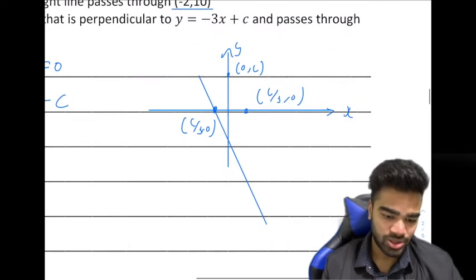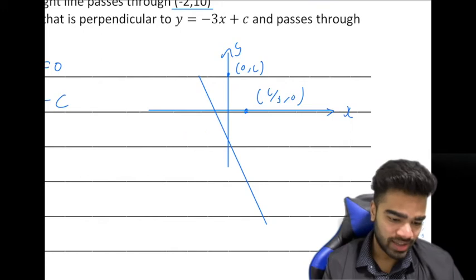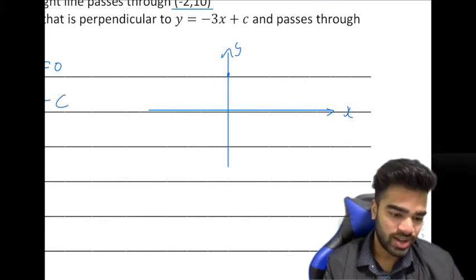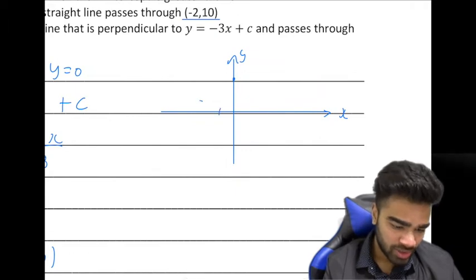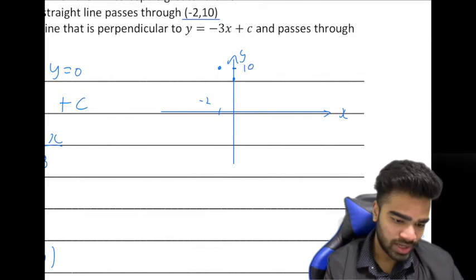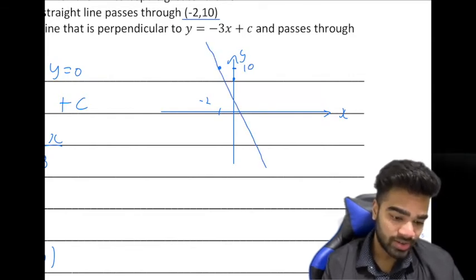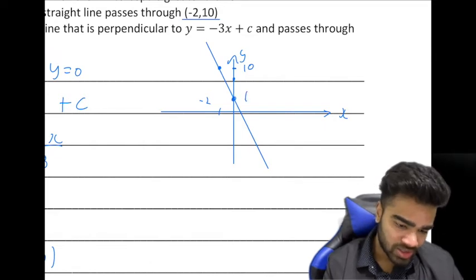So pretty much, if I had to show this again graphically, all of this has to do with the graphs, guys. This equation, which has a gradient of negative 3, has to pass through negative 2 and 10. So negative 2 is here, 10 is going to be all the way up there. So negative 2 and 10 would be here. So again, with a gradient of negative 3, we have to find this y-intercept.